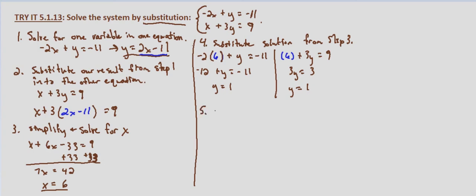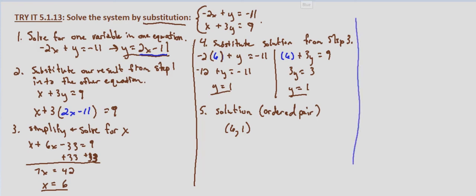And then step 5 is simply the solution, which we write as an ordered pair. So x equals 6 and y equals 1. That gives us the ordered pair (6, 1). And then finally, to check, you can graph, just as we've shown how to graph systems of equations in the past. Or, what I'm going to do, we can substitute the ordered pair into both equations to verify that they make true statements. So substituting into our first equation here, negative 2x plus y equals negative 11: negative 2 times 6 plus 1.